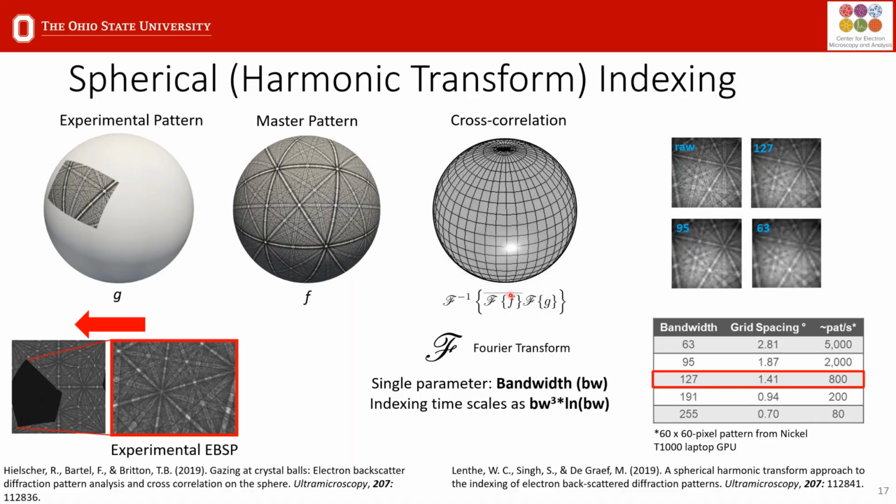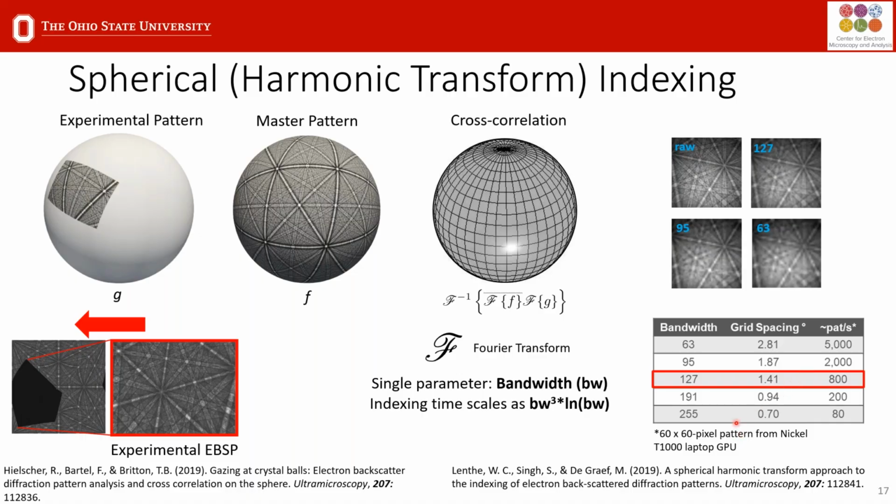And also, if you look at the Fourier functions, there are some properties of the functions where you can really reduce the number of computations. And what they've also done is implement it to run on a GPU. That implementation is then implemented in the OIM Matrix software. For comparison, all our experimental runs were done at a bandwidth of 127, which has a grid spacing of 1.4. And for this 60 by 60 pixel nickel pattern, it runs at 800 patterns per second on a laptop.